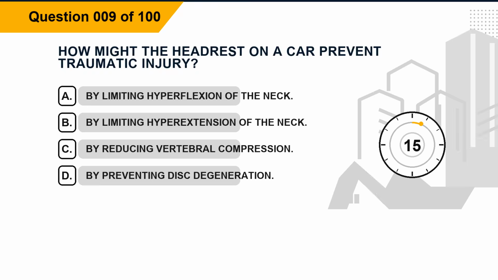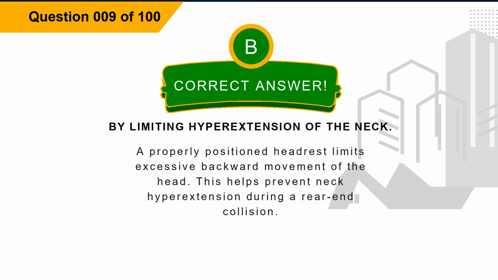Question 9. How might the headrest on a car prevent traumatic injury? Option A. By limiting hyperflexion of the neck. Option B. By limiting hyperextension of the neck. Option C. By reducing vertebral compression. Option D. By preventing disc degeneration. The correct answer is option B. By limiting hyperextension of the neck. Explanation. A properly positioned headrest limits excessive backward movement of the head. This helps prevent neck hyperextension during a rear-end collision.